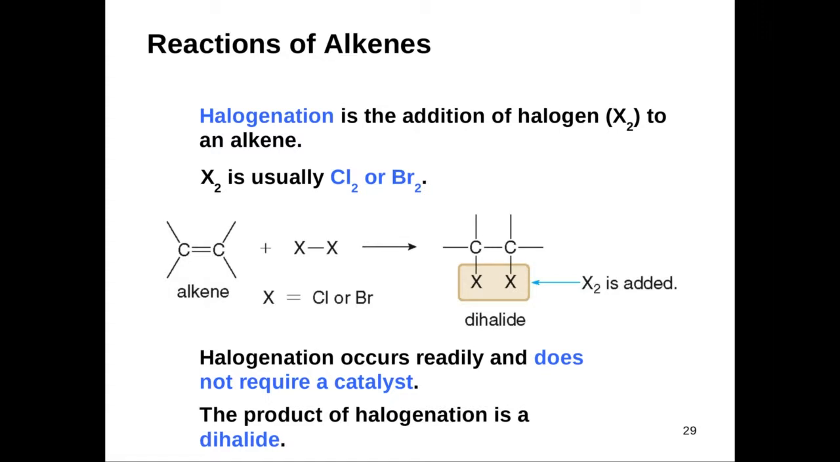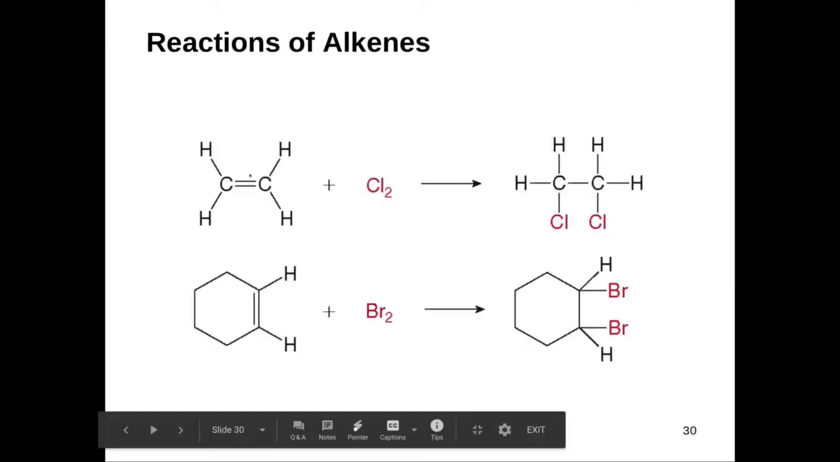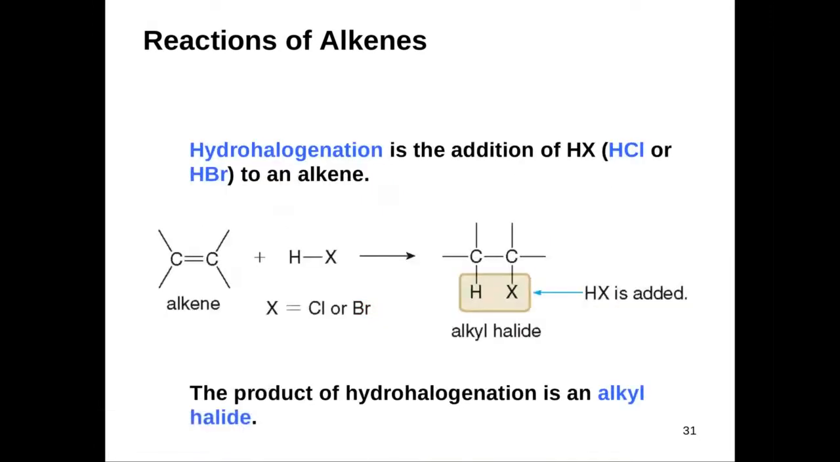But this is our halogenation. We're producing a dihalide, and this looks a little bit like this. So we had ethene and cyclohexene. They react with chlorine or bromine, thus producing a dihalide having 2 halogens on them.